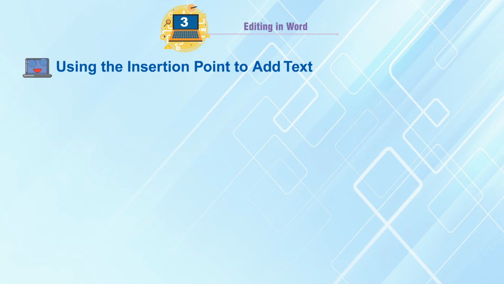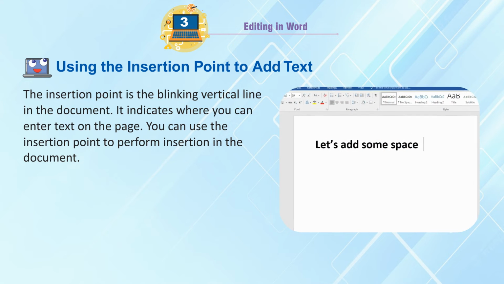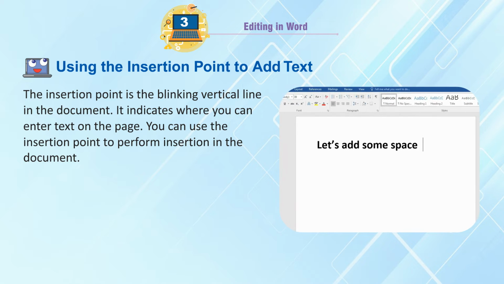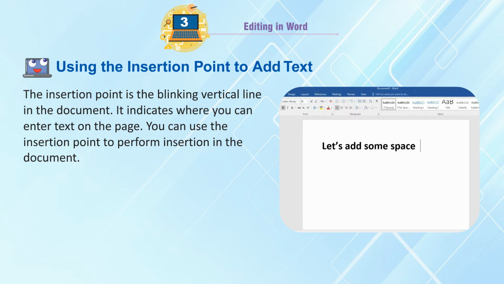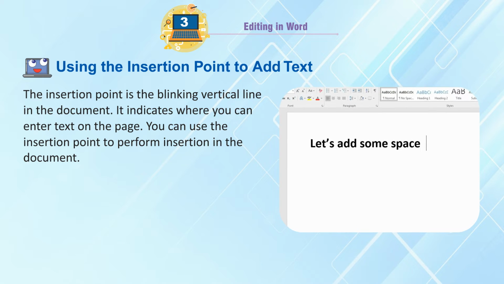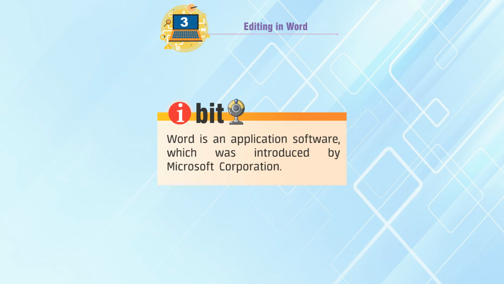Using the insertion point to add text. The insertion point is the blinking vertical line in the document. It indicates where you can enter text on the page. You can use the insertion point to perform insertion in the document. Word is an application software which was introduced by Microsoft Corporation.